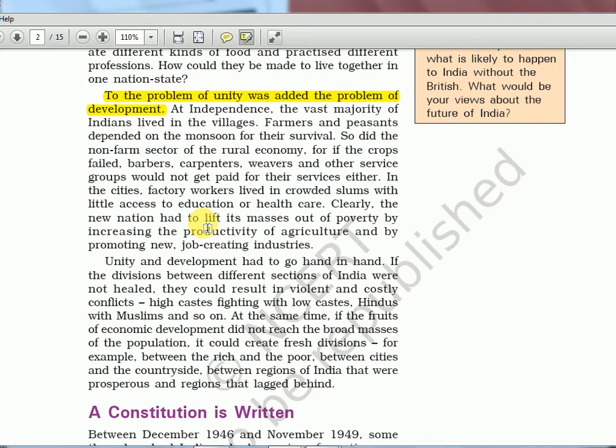Now at independence, the vast majority of Indians lived in the villages. Okay, that we also know. Rural economy. Farmers and peasants depended on the monsoon for their survival, the farming sector, and so did the non-farm sector of the rural economy. So farm, non-farm, everybody depended on rural development only. Rural occupations would be more. So here you see barbers, carpenters, weavers, other service groups, everything. Okay. Also daily wage laborers, you can say.